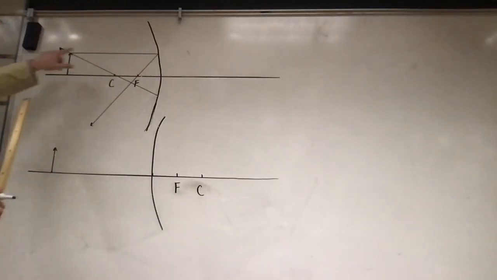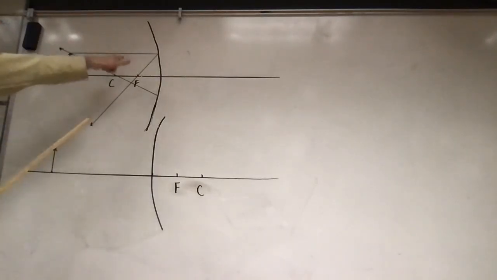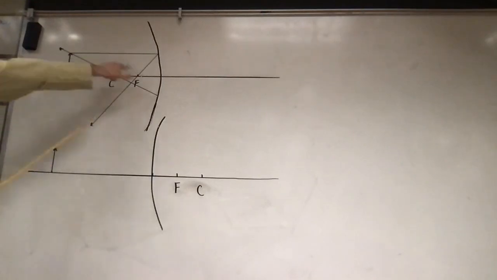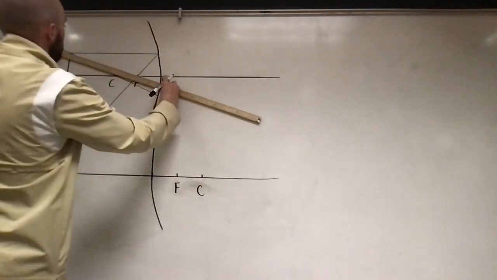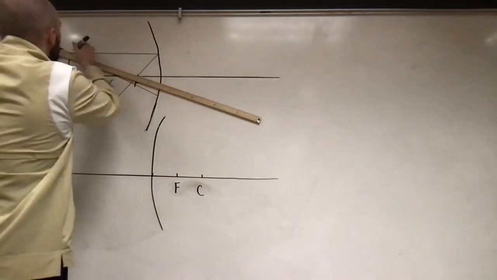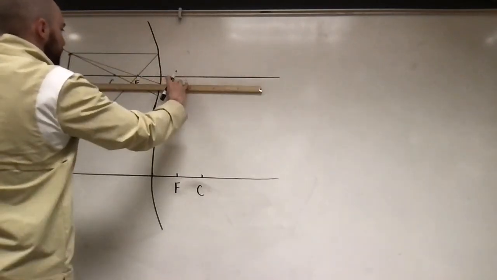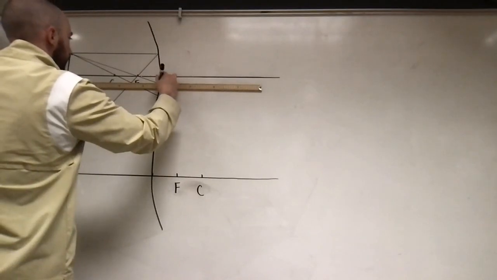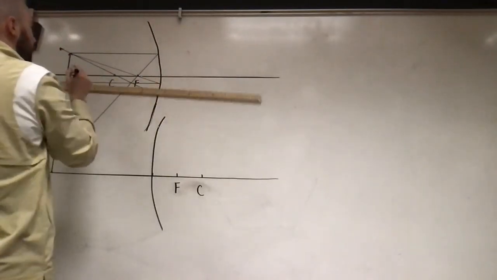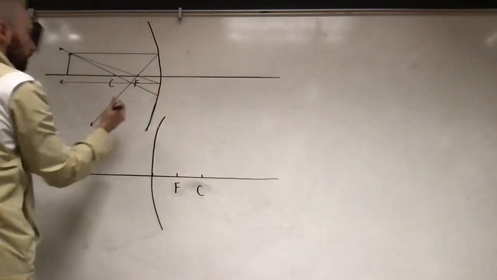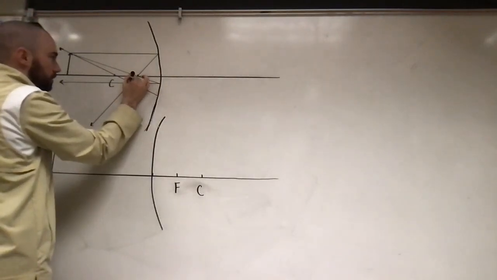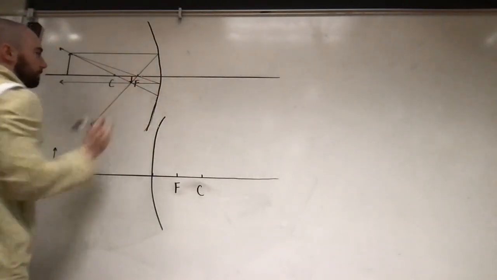Our last one is the opposite of the first one. Instead of coming in parallel and going back through the focus, this one goes in through the focus and comes back parallel. So I'll line up the tip of the image, have it go through the focus, it hits the mirror, and it comes back parallel. And if you do it right, all three of them should come together. If they don't, then you know one of them's wrong. So as a result, my image should look something like that.